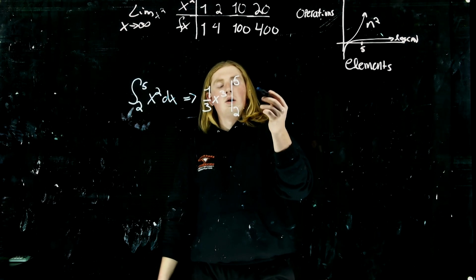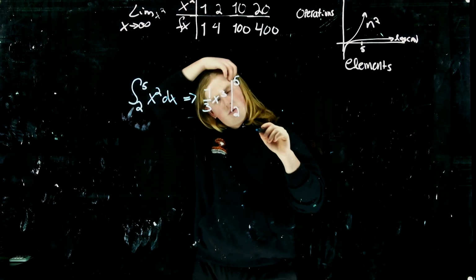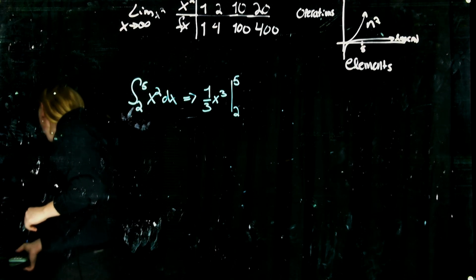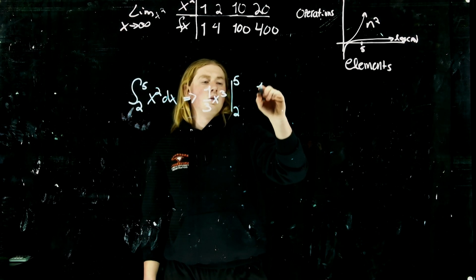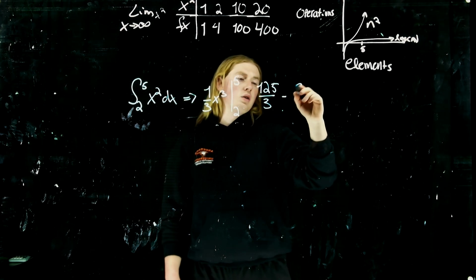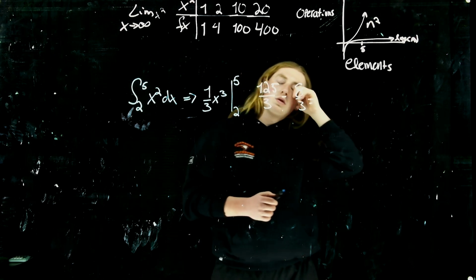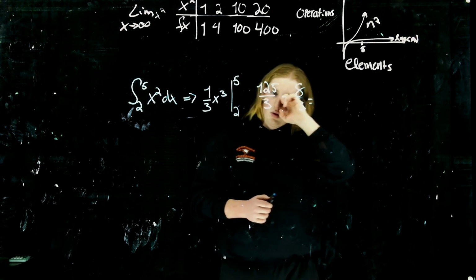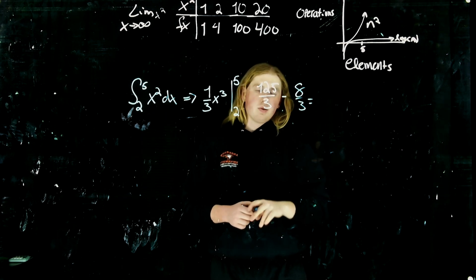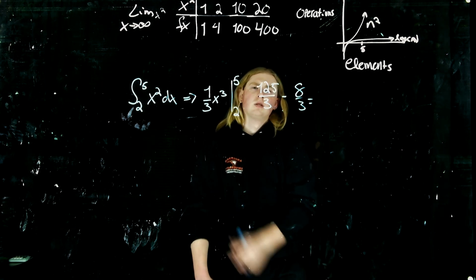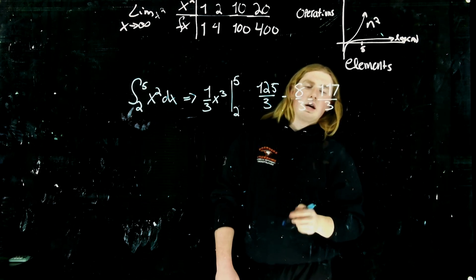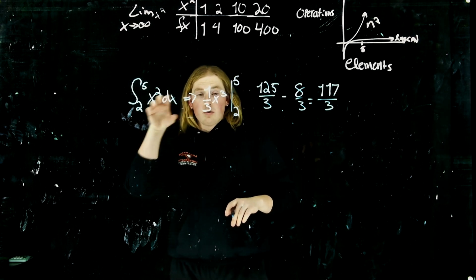So we go through. We're doing 5 times 5 is 25. 25 times 5 is 125. So this will be 125 over 3 minus 2 cubed, which is 8, so 8/3, which is equal to 117. So that would be the area under the curve between 2 and 5 for an x squared function.